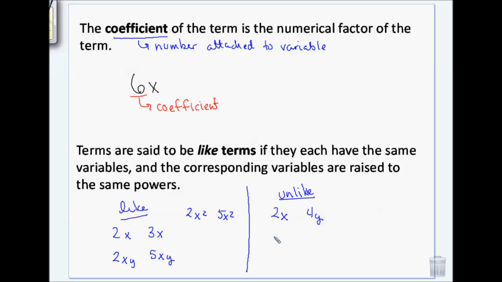Now unlike: 2x and 3x squared, they're both x's, but the exponents aren't the same. So they're not alike. 5 and 6x. A number and a variable term are not alike, so they cannot be combined. You can't add and subtract these. So just know that if you're talking about like terms, that variable part has to be a picture perfect match. Exponent and letters.